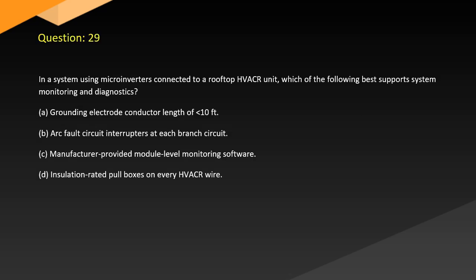Question 29. In a system using microinverters connected to a rooftop HVACR unit, which of the following best supports system monitoring and diagnostics? A. Grounding electrode conductor length of 10 feet. B. Arc fault circuit interrupters at each branch circuit. C. Manufacturer-provided module-level monitoring software. D. Insulation-rated pull boxes on every HVACR wire.